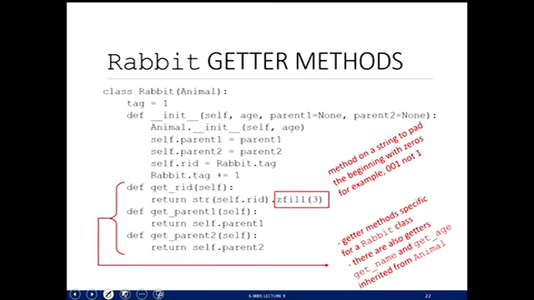Oh, I just want to mention, when I'm getting the RID, I'm actually using this cool zfill method, which pads the beginning of any number with however many zeros are needed to reach the desired length here. So the number 1 becomes 001 and so on. It ensures that I have this nice looking ID type thing that's always 3 digits long.